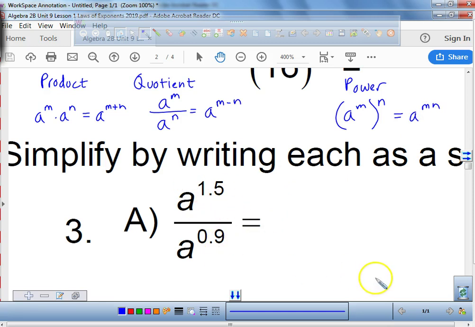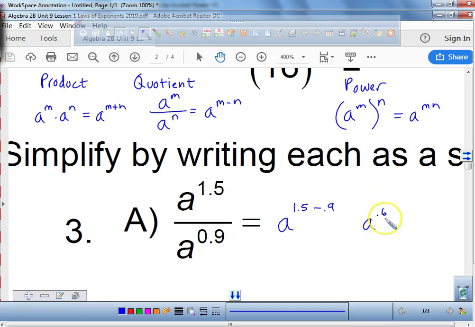So which property is being utilized here? Quotient. Very good. So we're doing the quotient property. All we have to do is a to the power of 1.5, and we take away 0.9. And that gives us a to the power of 0.6.